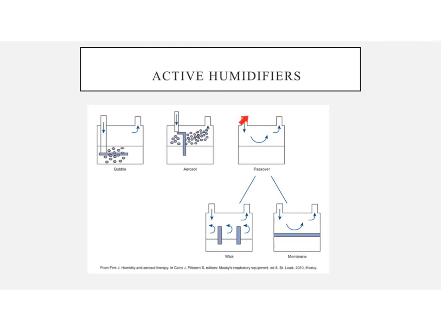So here we have passovers. So the gas is directed here, and it doesn't go under the water, it just goes over the surface, and it is picking up the heat and humidity through evaporation here, and it simply goes out. Now the other two types of passover humidifiers that we just talked about was the wick. So these would be little cylinders of wick absorbent materials, so that airflow is increasing surface area. So as it's going through the material, it's picking up more humidity, and then it goes out to the patient.